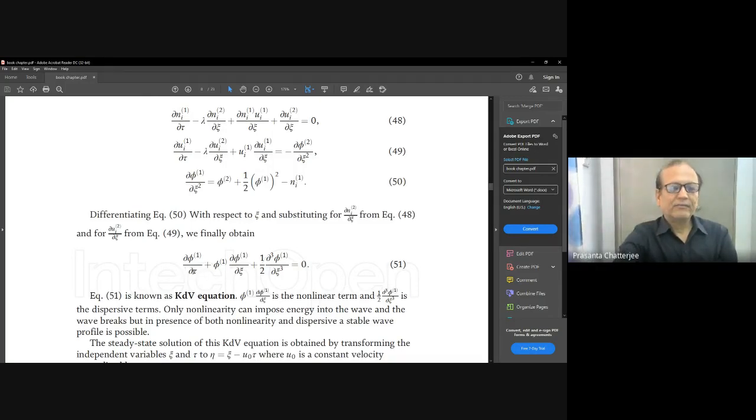The first term is the evolution term, which shows how phi1, the first order perturbation of phi, evolves with respect to time. The second term, phi1 del phi1 by del xi, is the nonlinear term, and the third term, del 3 phi1 by del xi3, is the dispersion term.